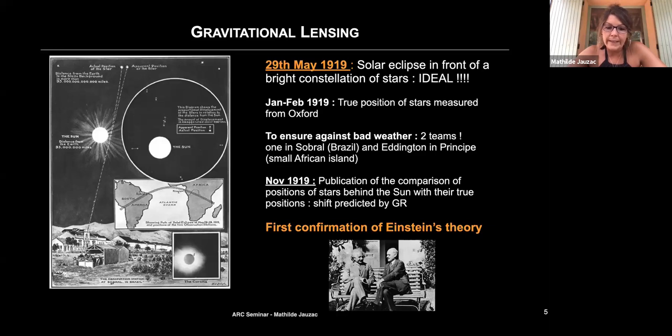In November 1919, he published his results. As much as Newtonian gravity is also predicting an offset in position with such an event, the offset measured by Eddington was agreeing with the one predicted by GR and not Newtonian gravity. So like I said, that was the first observational confirmation of GR actually.